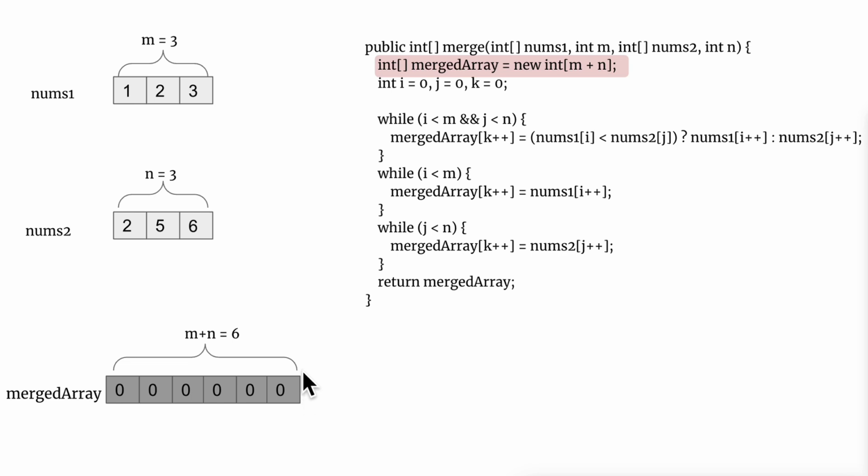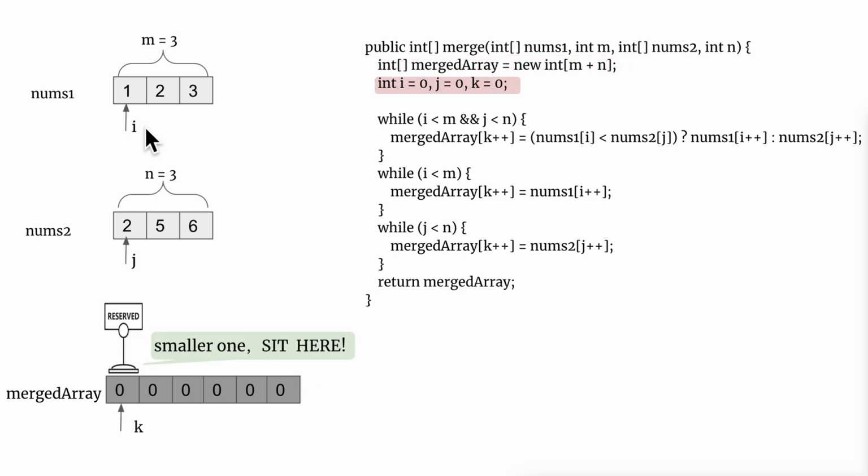The array will eventually store m plus n elements, so merged array is initialized with a length of m plus n. Pointer i is responsible for traversing each value in nums1. Pointer j is responsible for traversing each value in nums2. Pointer k holds the reserved spot only for a qualified item whose value is smaller after comparison. So we compare the current values of nums1 and nums2 to see which one is smaller, and put the smaller value pointed to by pointer k into the merged array.